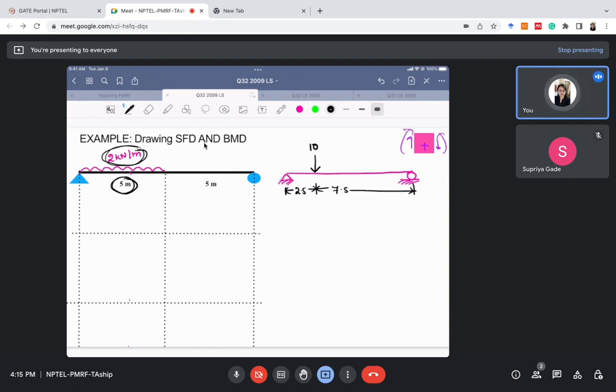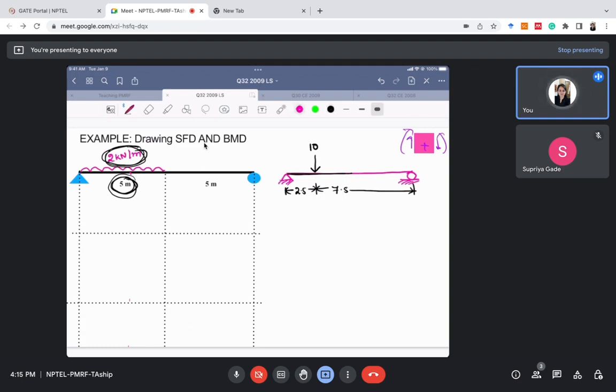The intensity of the point load will be W times the length, and it will be placed at the mid length. Okay, so if it was 5 meter total, so I'm placing it at 2.5 meter here. Okay, I hope it is clear. If there are any doubts, you can ask me by unmuting yourself.